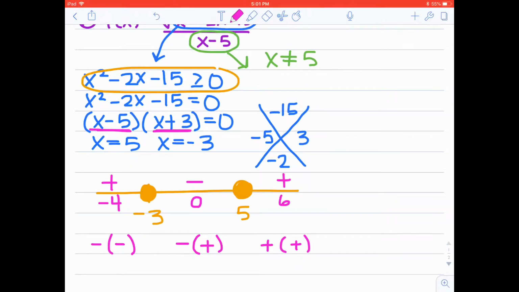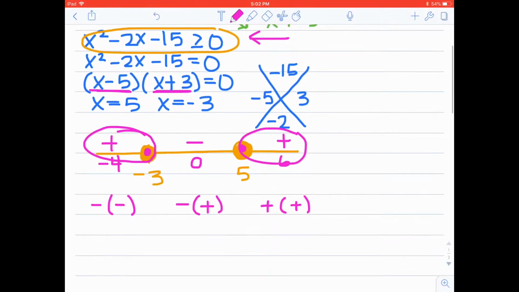So again, I was choosing numbers. I chose negative 4, I chose 0, I chose 6. And I was plugging them in here and multiplying them together. All right, so I have to go back to that inequality. I am looking for numbers that make that inequality greater than or equal to 0. It equals 0 right here, and it's greater than 0 right here and right here. So I'm going to say that my inequality is greater than or equal to 0 when x is less than or equal to negative 3 and when x is greater than or equal to positive 5.